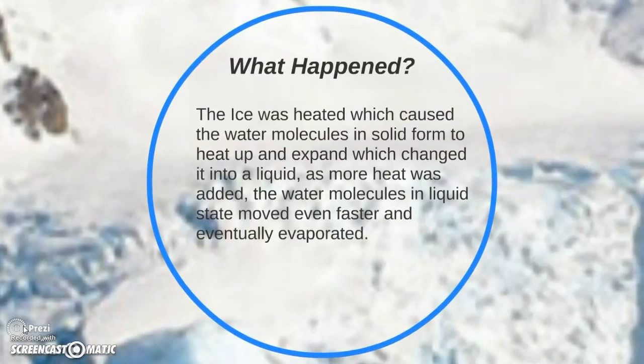So what happened in these videos? The ice was heated, which caused the molecules in the ice to heat up and expand and move faster. And because they move faster, the state shifted from a solid to a liquid. And as more heat was added to the now liquid, the water molecules moved even faster and they eventually evaporated into gas form.